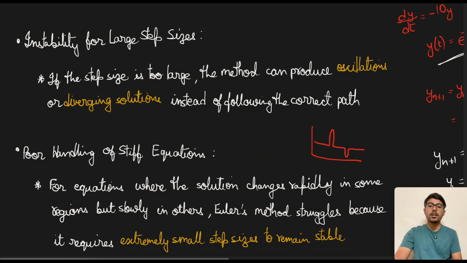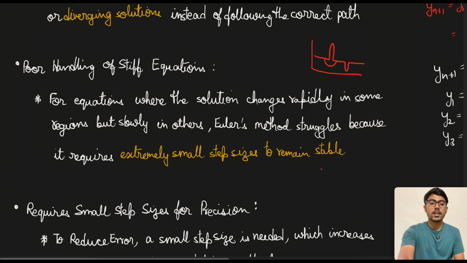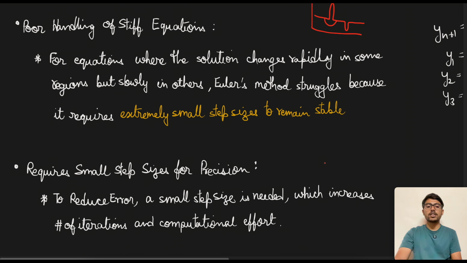Now Euler method will completely ignore this if the step size is large enough, right? So the size of the spike or the trough may not be known in advance, so Euler method may struggle here as well. Next, it requires small step sizes for precision. To reduce error, a small step size is needed, of course, which increases the number of iterations and the computational effort.